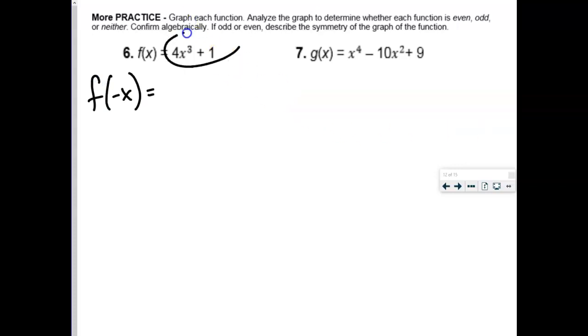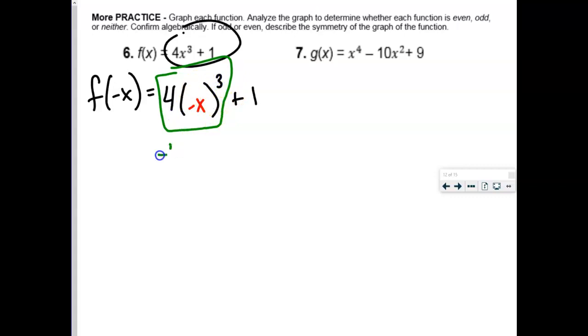So I'm going to go to my function and take out all the x's, and instead of an x I'm going to plug in a negative x. But now I need your help simplifying this. This term right here, the negative x to the third power, is going to create what sign? This is a negative x to the third power. So when you combine that with your 4 coefficient, you have negative 4x to the third power. And then I'm just going to drag down the plus 1.